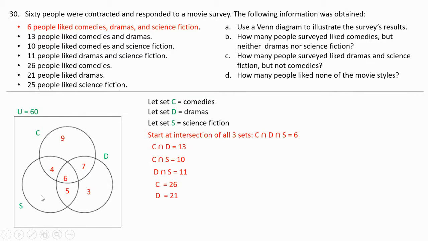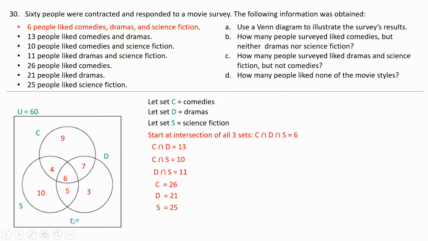25 people like science fiction, right? So all this has to be science fiction. So science fiction is 25, right? So we add 4 plus 6 is 10 plus 5 is 15. So 25 minus 15. So the answer is 10. Now that's the answer, but it's not the answer for part A, because we have to find out how many people didn't like any of the movies. So we can add all these right here, right?